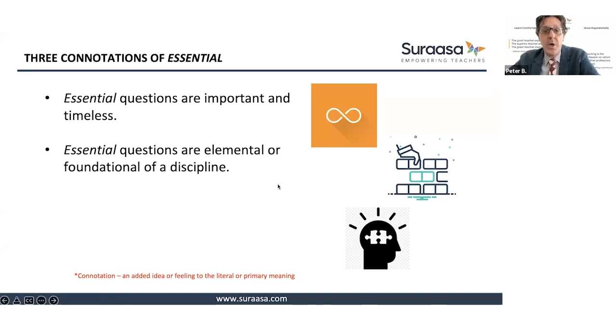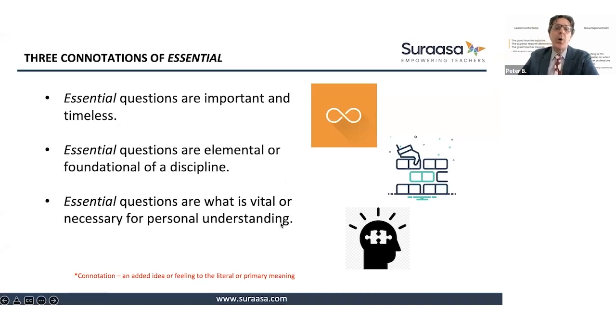So when we talk about, why is school important, right? What is the purpose of education? That's foundational to what we do. And then finally, essential questions are what is vital or necessary for personal understanding. And so this is the content that students need to know, right? If they're going to take an assessment, they need to have some sort of understanding about the things that are being taught in class. What is vital for what you're teaching them, okay? So these are the ways in which essential is being used throughout our discussion.